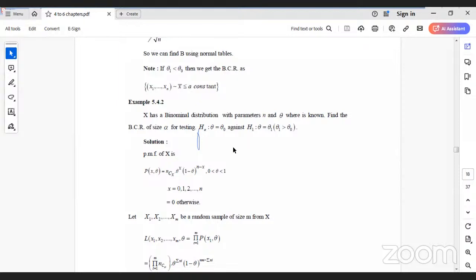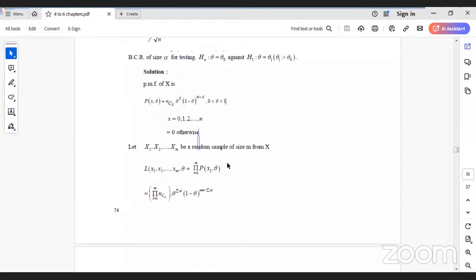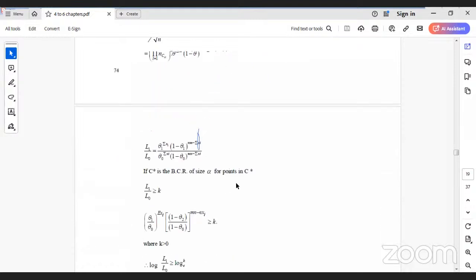So, sorry, 5.4.2: the probability mass function of x is p of x equal to n C x theta power x (1 minus theta) power n minus x, for 0 less than theta less than 1, x equal to 0, 1, 2, ..., n, and 0 otherwise. Let x1, x2, x3, ..., xm be a random sample of size m from x. Then the likelihood is the product for i equal to 1 to m of n C x i, theta power x i, (1 minus theta) power n minus x i, that is theta power summation of xi into (1 minus theta) power mn minus summation of xi.